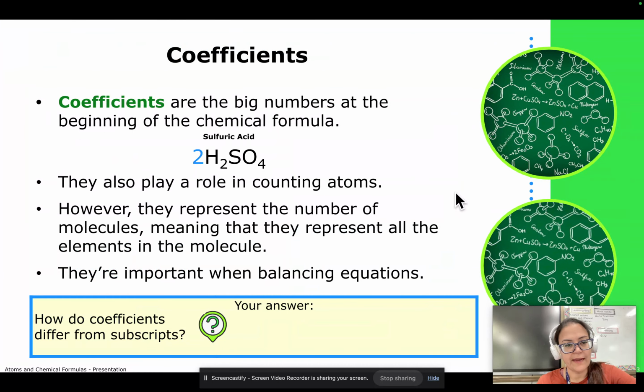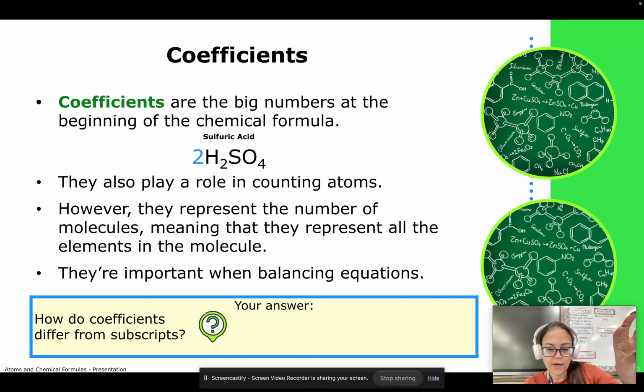Coefficients are a whole other thing. Coefficients are the big numbers at the beginning of the chemical formula. So that tells us that we have 2 of these entire molecules. So you may have multiple things inside the parentheses, which are like little bits inside that molecule. If you have a coefficient in the front, then you have 2 or more of the whole molecule.